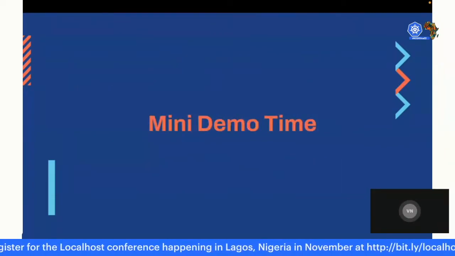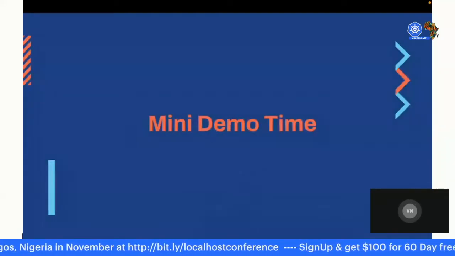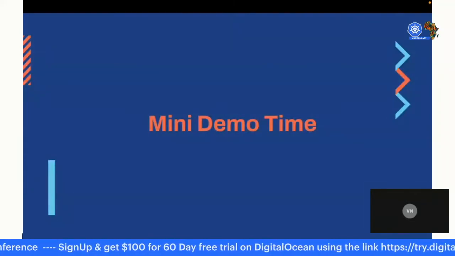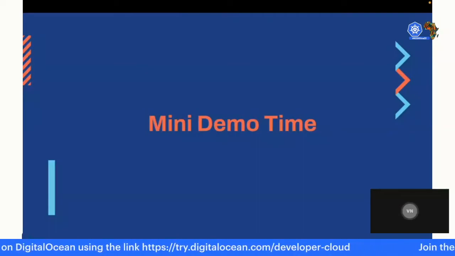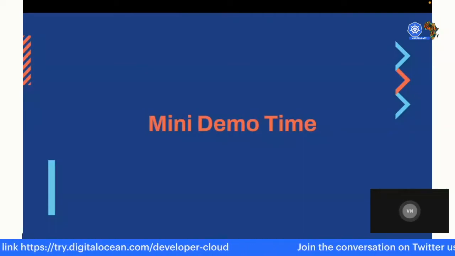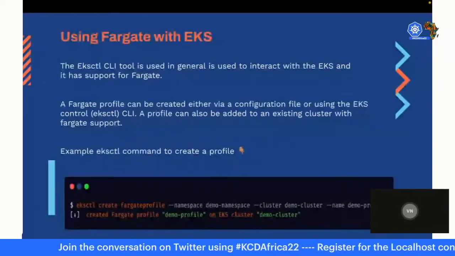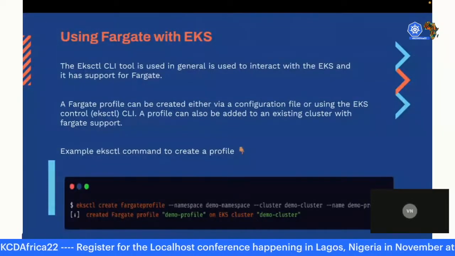So I have a mini demo here. I couldn't do a full demo because it takes a lot of time to create a cluster, as we all know. So using Fargate with the Elastic Kubernetes Service is made possible through the eksctl tool. This tool is used generally for managing everything that relates to the EKS, and it also has support for Fargate.